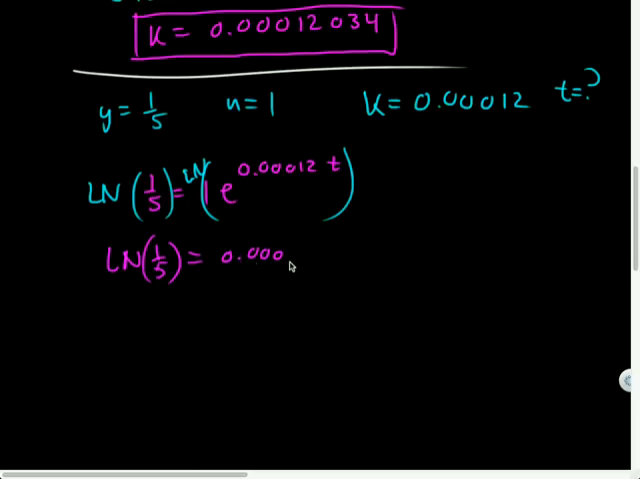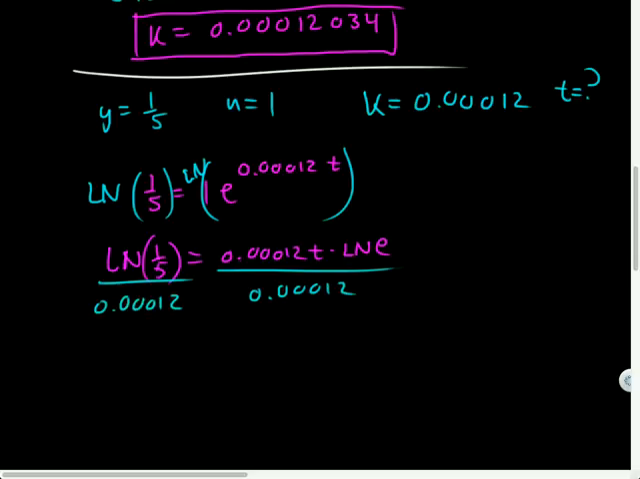0.00012t times ln of e. And ln of e, once again, is 1. So now I can solve by dividing both sides by 0.00012, and I will get my answer. t equals ln of 1/5 divided by 0.00012.